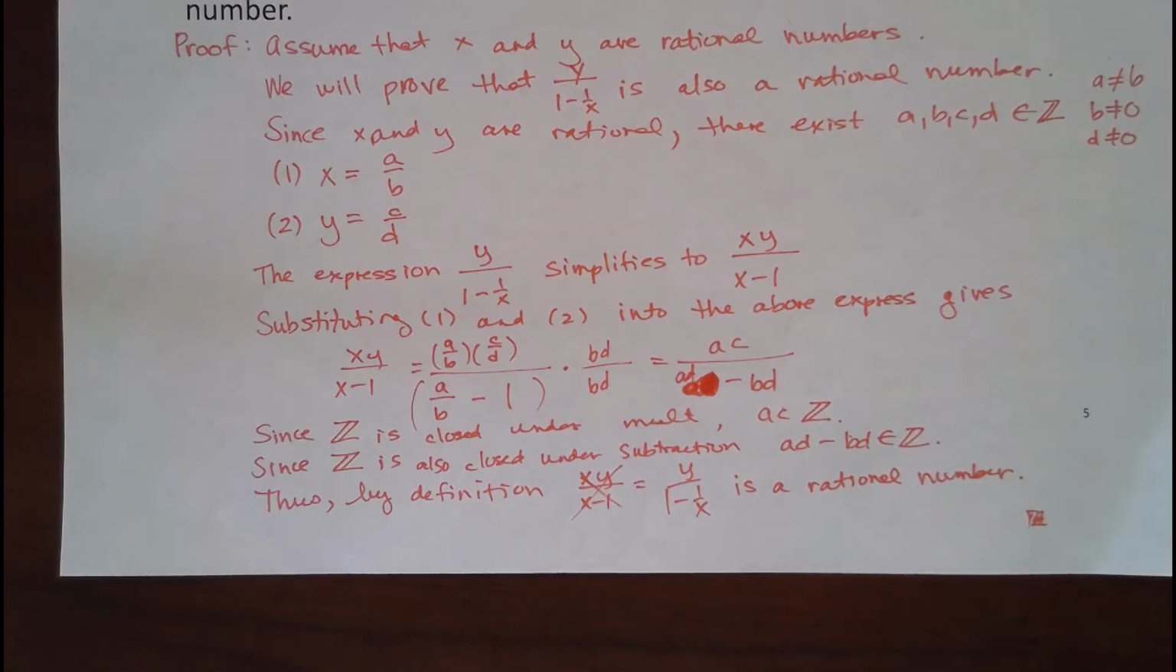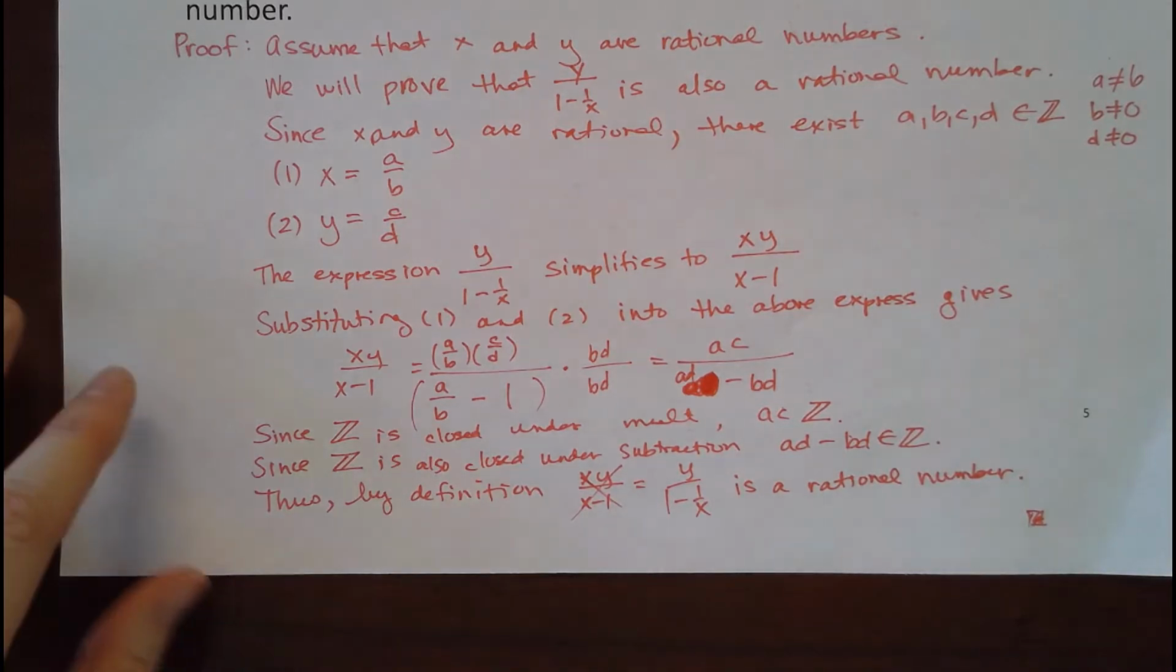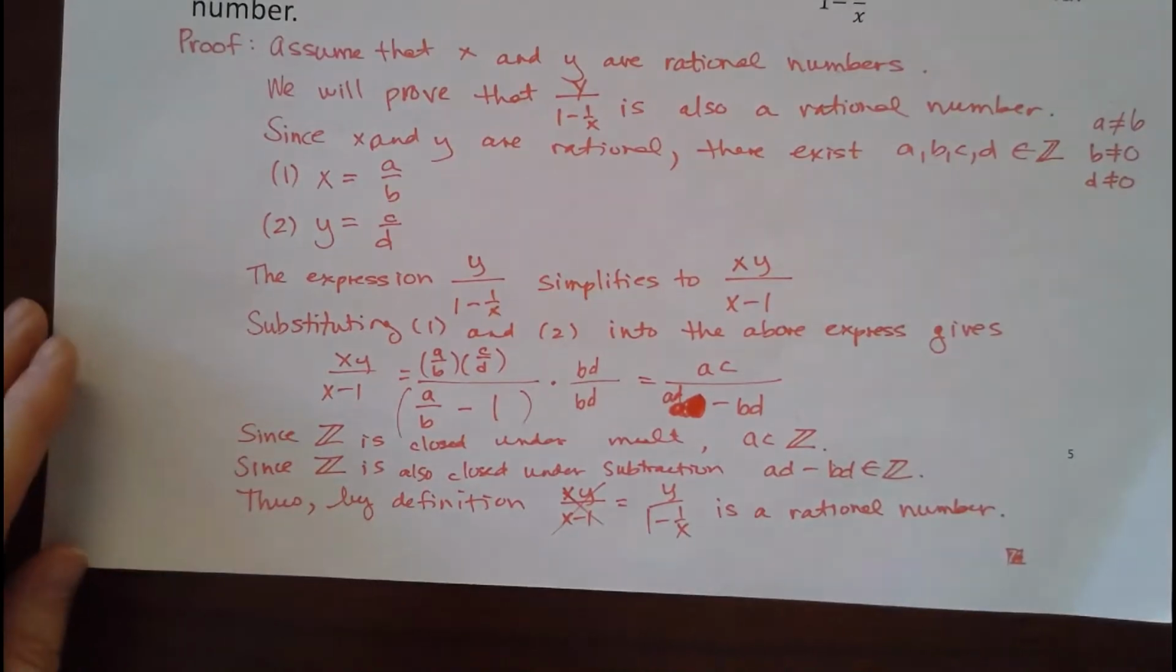Okay, anything else? Jared gets the gold star of the day for finding the error in the proof of what we were supposed to prove.